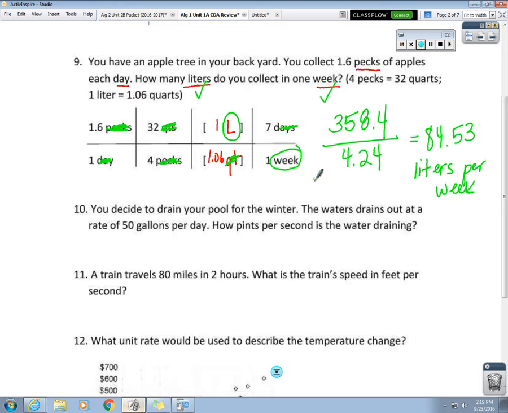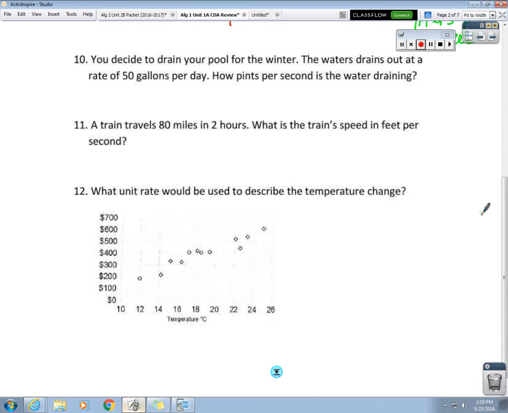Okay, number 10. With number 10 and 11, you got to do all the work yourself. They're not giving you most of it and letting you just fill in the missing parts. You got to do it all yourself. So really pay attention to these. You decide to drain your pool for the winter. The water drains out at a rate of 50 gallons per day. How many pints per second is the water draining?